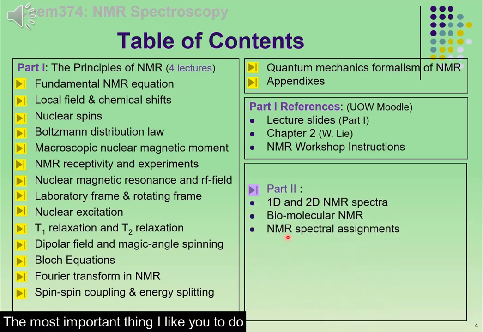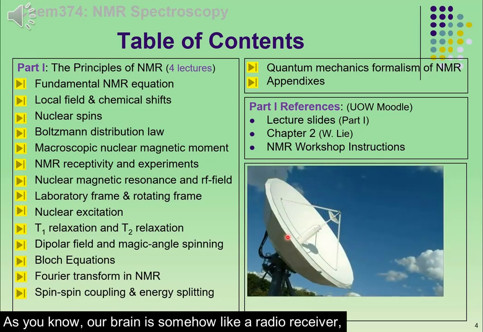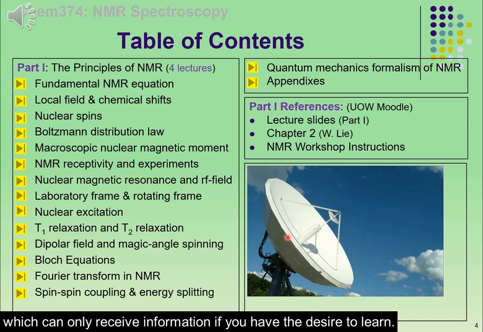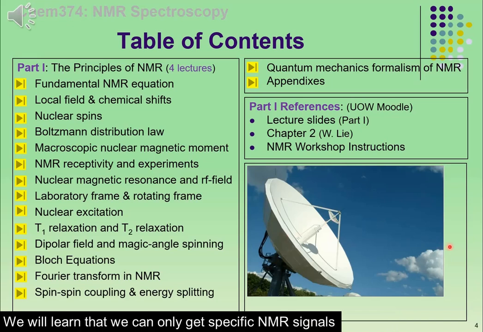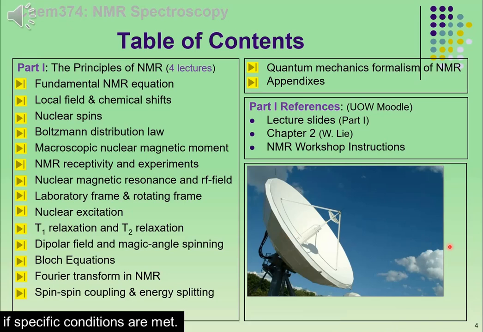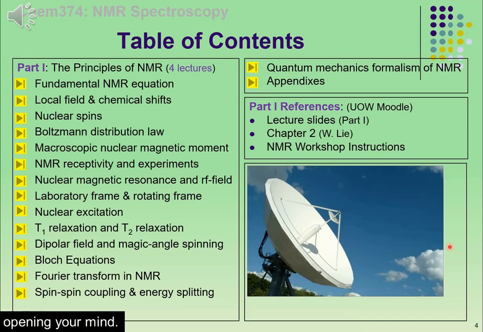The most important thing I would like you to do is to open your mind so that you are ready to learn. As you know, our brain is somehow like a radio receiver, which can only receive information if you have the desire to learn. These topics are, by and large, about resonance. We will learn that we can only get specific NMR signals if specific conditions are met. And the condition for human learning is in fact very simple: opening your mind.